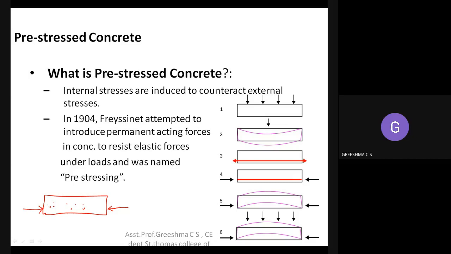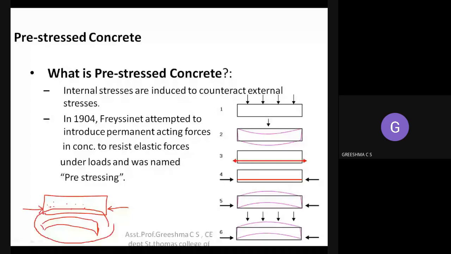And due to this compressive force, what will happen? The beam will bend in this direction. During the manufacturing process, you will be introducing a compressive stress into the concrete beam, and due to the compressive force, the beam will bend in this direction. Now this structure will be used for construction purposes.